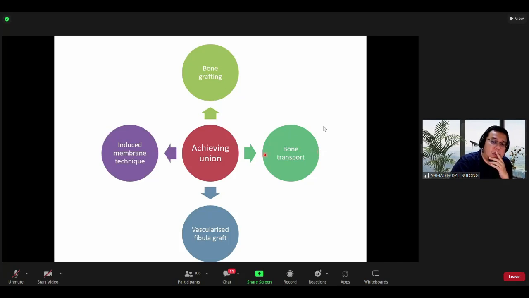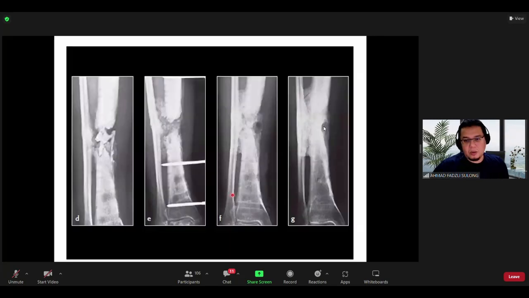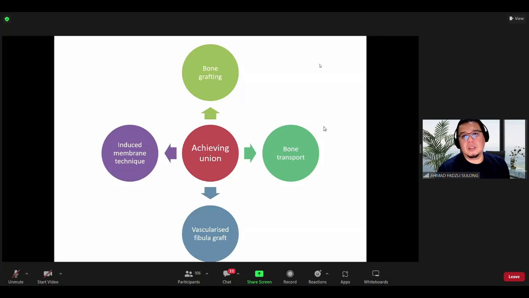Okay, so a type of bone transport. I hope you guys know what bone transport is. You probably know, usually you know the sophisticated things. The less sophisticated ones, you don't know, right? Okay, wait a moment.